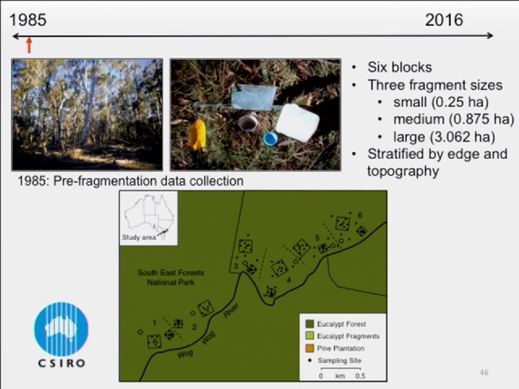So before any clear cutting happened, they went out and they delineated this experiment, 6 blocks, and within each block, a small, medium, and large fragment, as well as sampling in the matrix between blocks. And then they put in these pitfall trapping sites, 8 sites per fragment, 2 traps per site, stratified by distance to edge, and stratified by the underlying topography. And so they designed this experiment, they laid it out, and they collected data with these pitfall traps for invertebrates over 2 years before any manipulation happened.